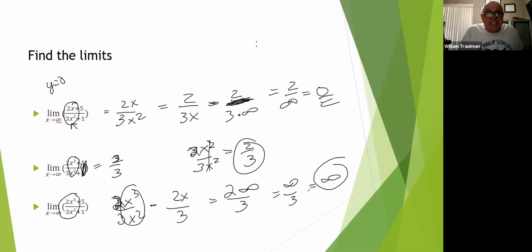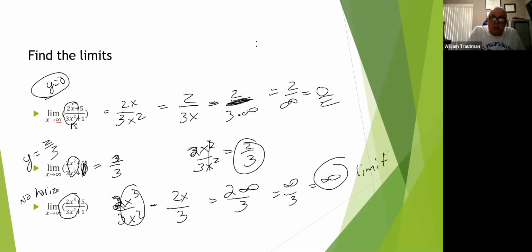And since we didn't get a number, just like the horizontal asymptote, if the power on the bottom is larger, the horizontal asymptote is y equals 0. If the powers are the same, the horizontal asymptote is the coefficient. If the power on the top is larger, there is no horizontal asymptote. If we get infinity, then we say the limit does not exist. 2 divided by infinity is 0. Here we got 2/3. So we can plug infinity in there, and if we get infinity, then the limit does not exist. That's the way the book explains that. Very similar to the algebra horizontal asymptotes.